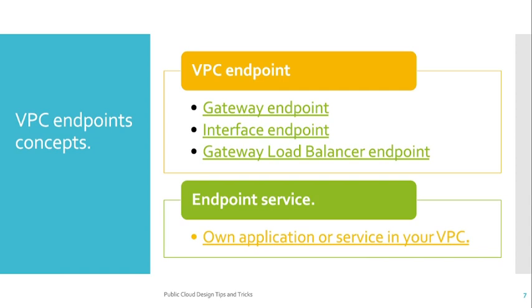Then let's understand what is a gateway load balancer endpoint, the third one. A gateway load balancer endpoint enables you to intercept traffic and route it to a service that you have configured using a gateway load balancer, for example, for security inspection. The owner of the service is a service provider, and you, as the principal, create the gateway load balancer endpoint and are the service consumer. So this is how the gateway load balancer endpoint helps.